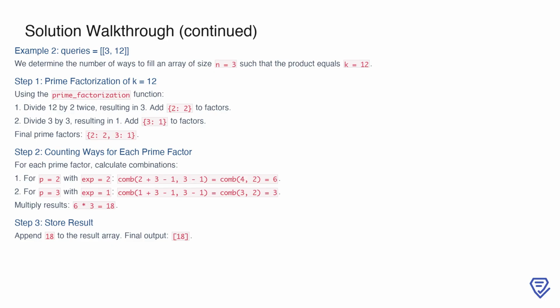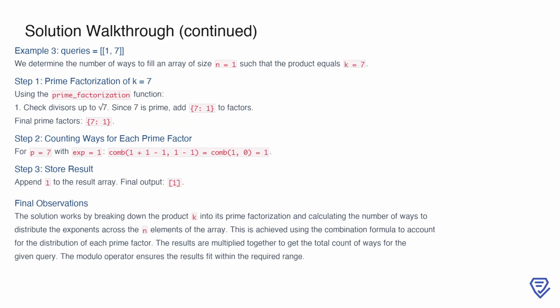Multiplying these results gives the total number of ways as 6 * 3 = 18. We then append 18 to the result array, making the output 18 for this query. Finally, we consider the third query, where n equals 1 and k equals 7.